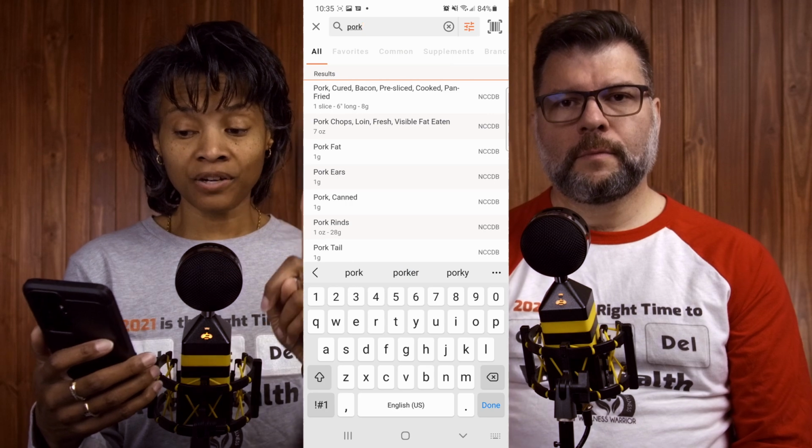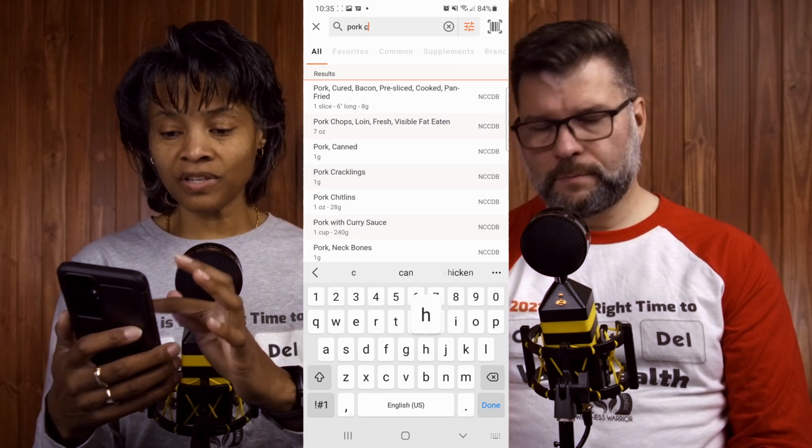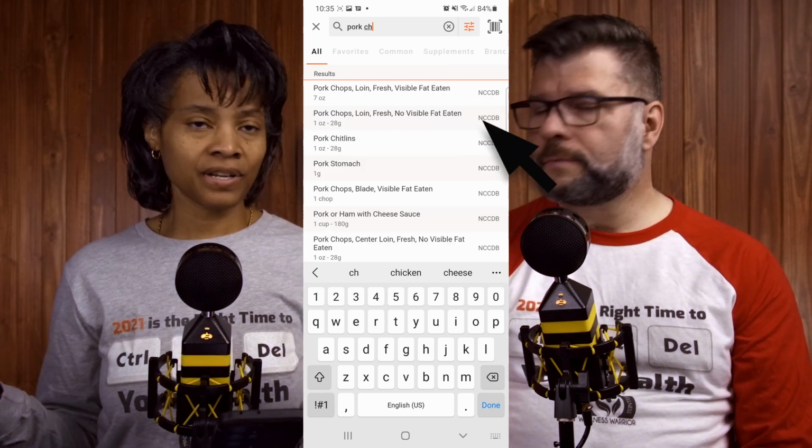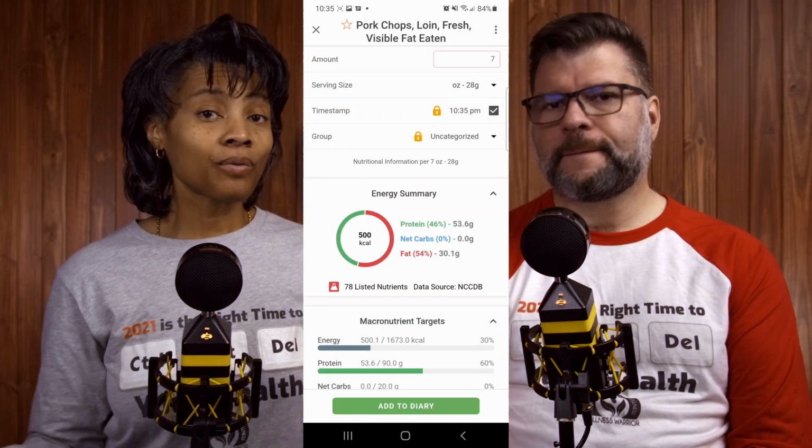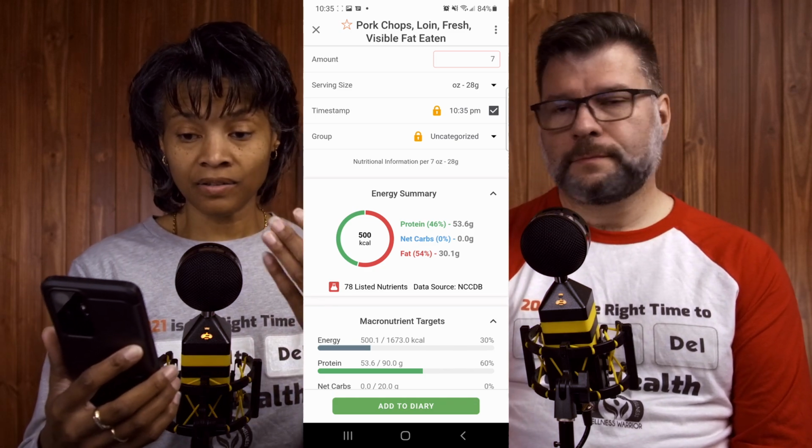So I search through my list and I see pork chops, loin, fresh, visible fat eaten. That's what I'm choosing because I eat the fat. And today we're going to say that I had a 7-ounce pork chop. And I put done. So right away, when I put that in, it says no carbs yet.